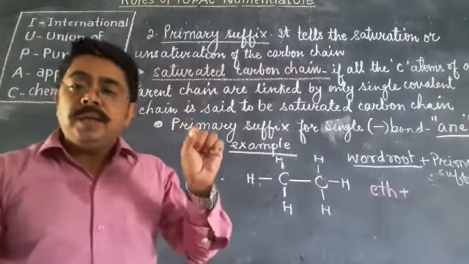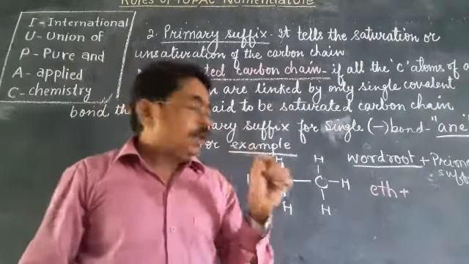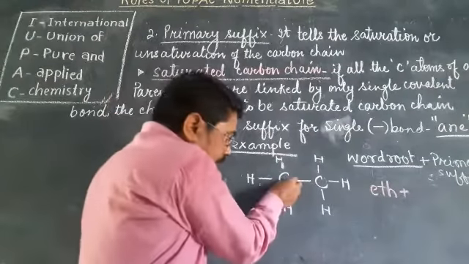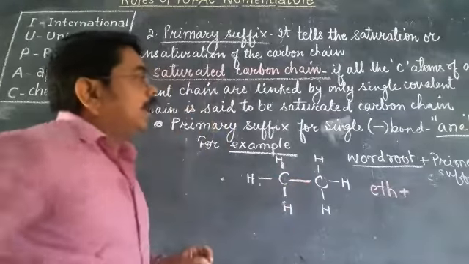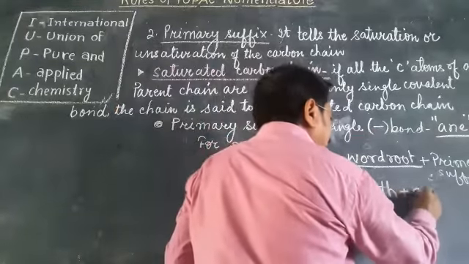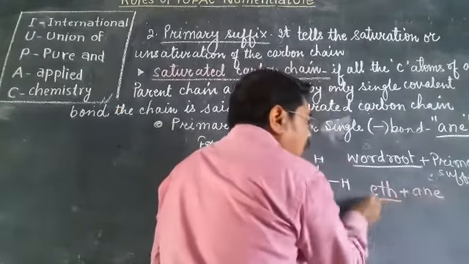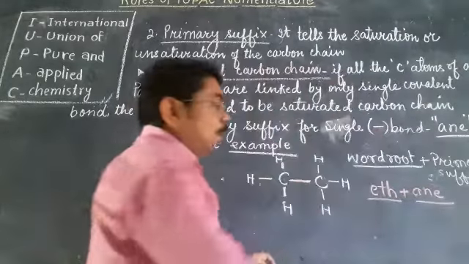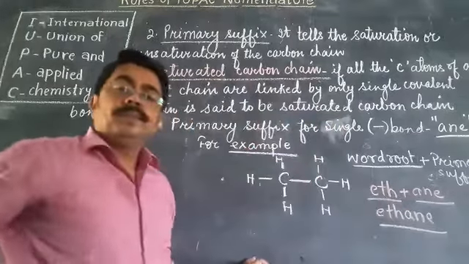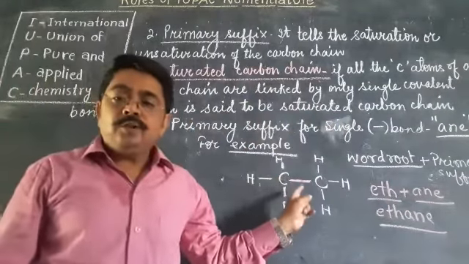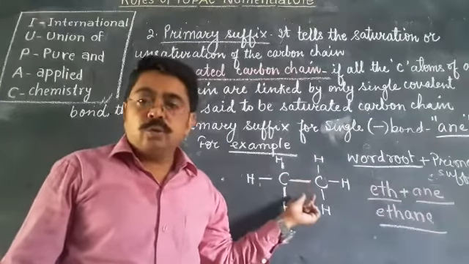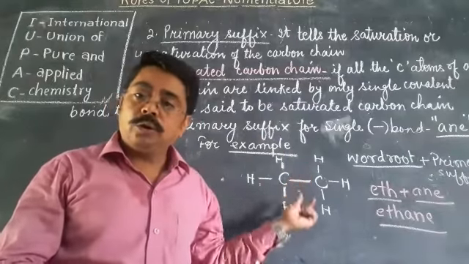Primary suffix tells the type of bond between carbon atoms. So we will see only this bond between the carbons. This is a single bond, and the primary suffix for single bond is "an" and "e". So it will be "eth" plus "an" and "e". This is the word root and this is the primary suffix. So it will be ethane. This compound is called ethane. This structure, in which all the carbon-hydrogen bonds are shown, is called the structural formula.